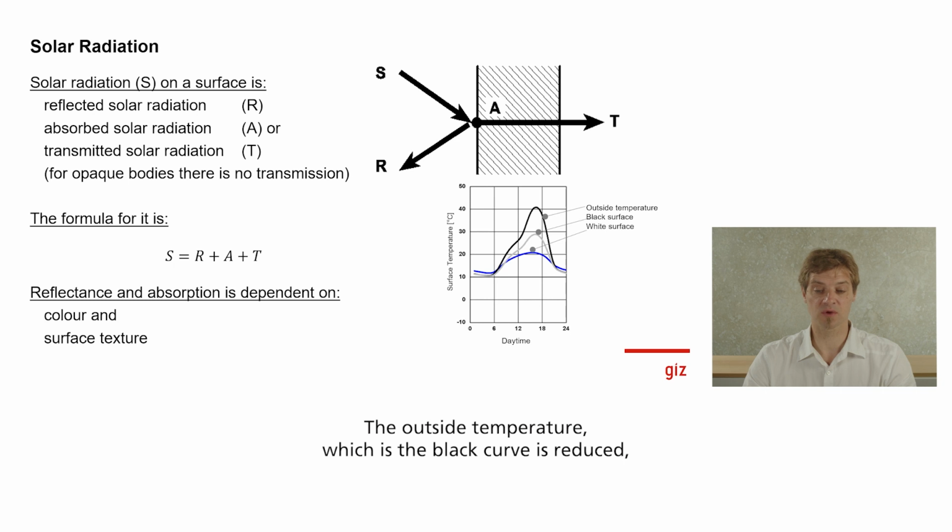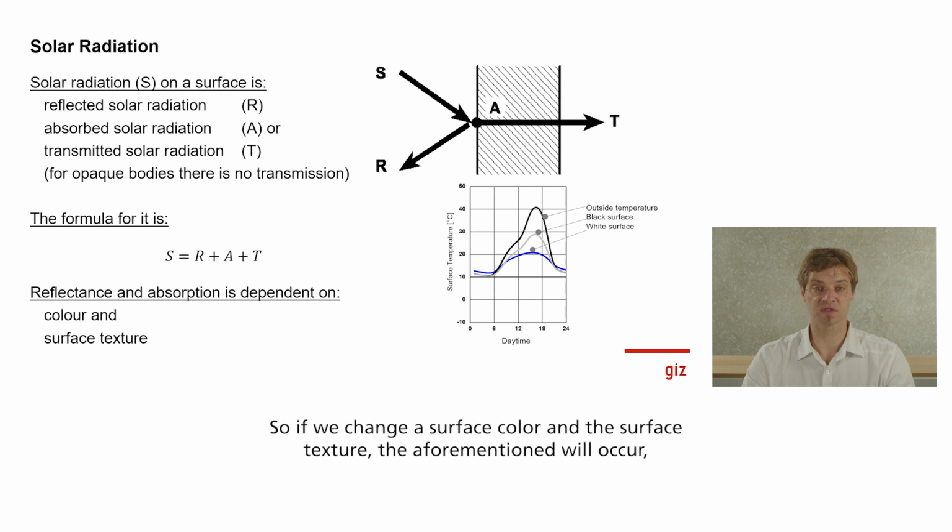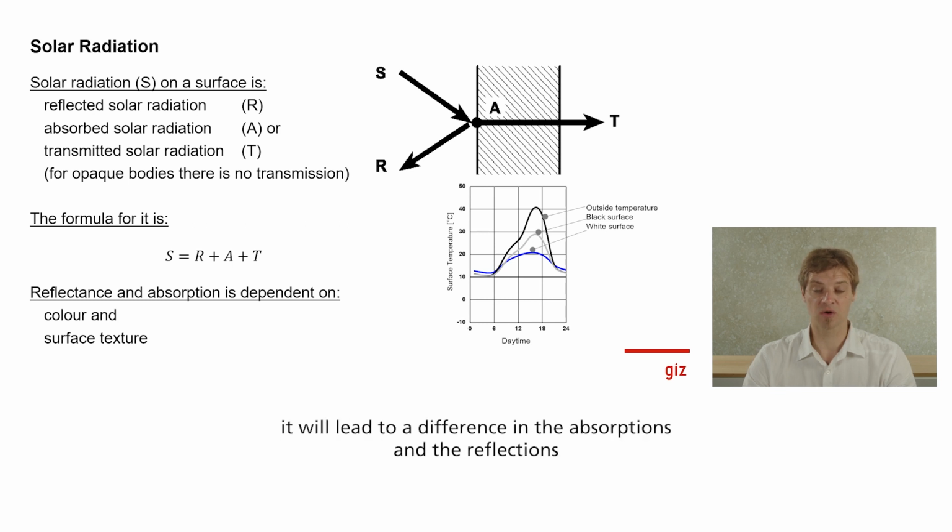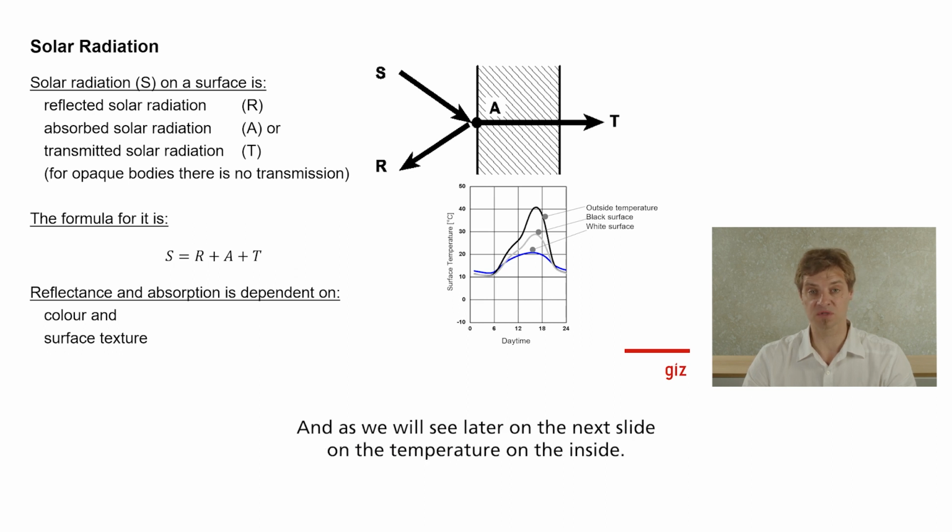The outside temperature, which is the black curve, is reduced if we use a black surface, which has a certain amount of reflectance and absorption, and is further reduced if we use a white surface. And please remember this. If we change the surface color and the surface texture, this will lead to a difference in the absorption and the reflectance of the solar radiation, and therefore also in the temperature on the surface, and as we see on the next slide, also on the temperature on the inside.